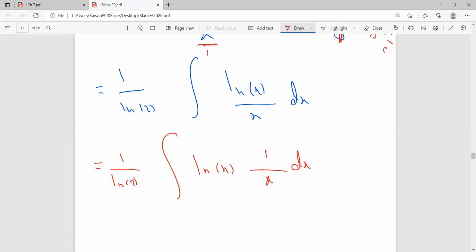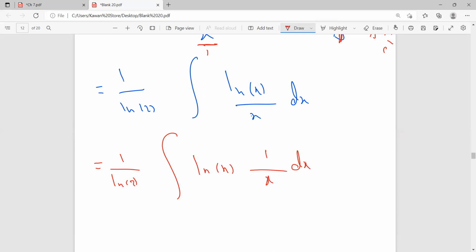Because now you can imagine. Be careful: if you have a multiplication, we cannot separate the integral.